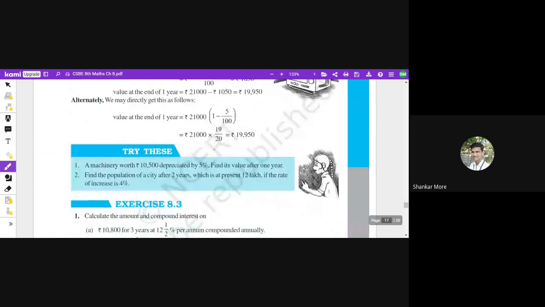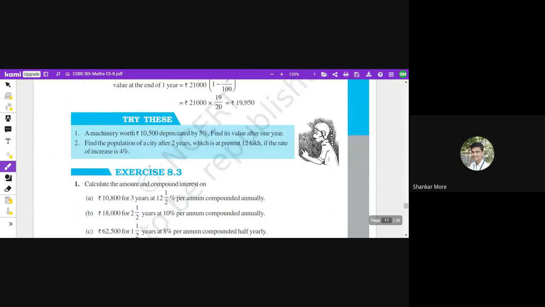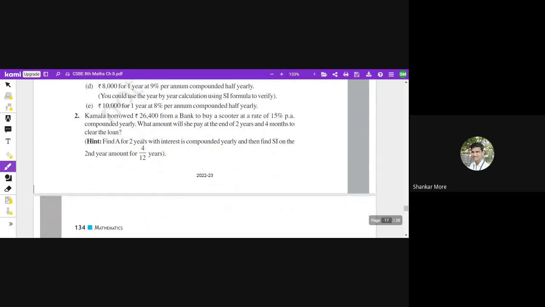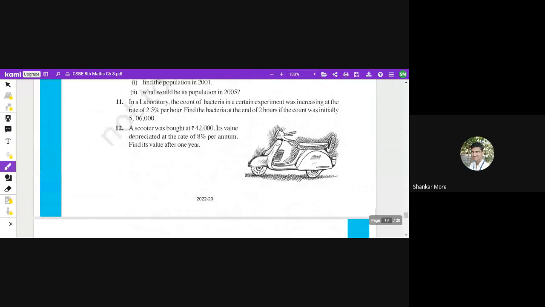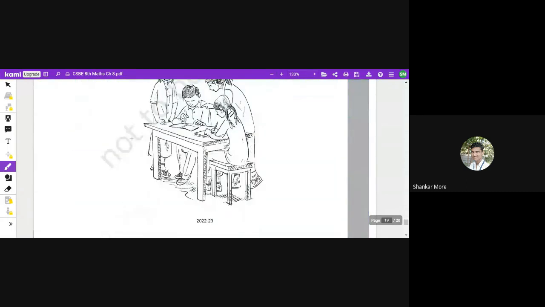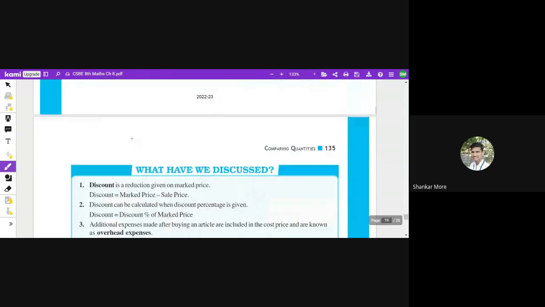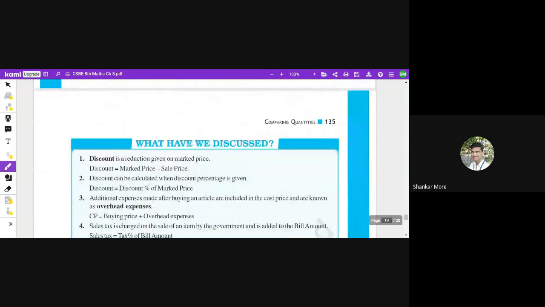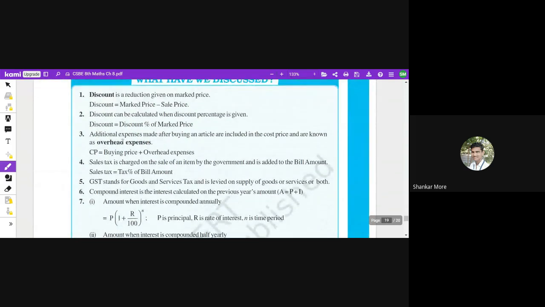Yeah, so again there are a few solved examples here and there, and you have exercise 8.3. Here we have to calculate the amount and compound interest on... Compound interest ke hi most of the examples hain, and after this 8.3, I think we are at the end of this chapter. I will not take this exercise 8.3. This will be for your homework. Please try to solve the examples at your home, and if you find any difficulty, I'll be taking that example in the class. So I'll just summarize whatever we have learned throughout this chapter, and then we will close today's lecture.